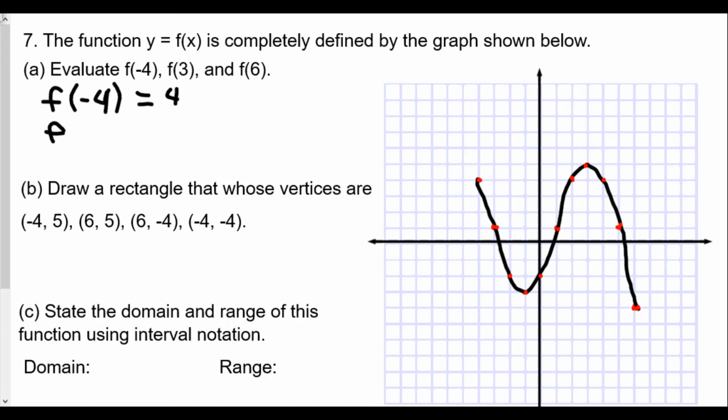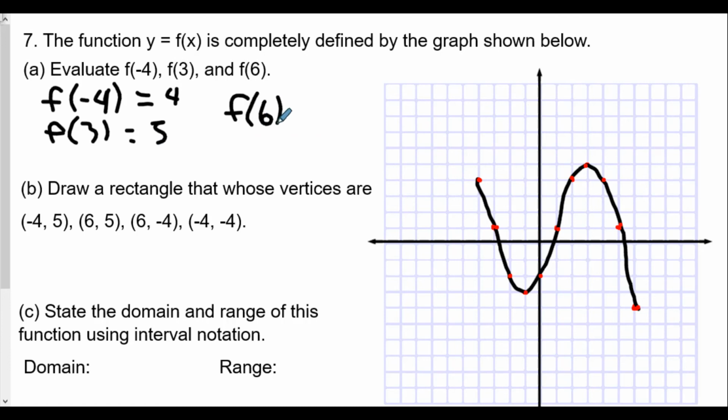Now let's find f of 3. Here we go. Go 1, 2, 3 to the right, and then we find the matching y value. 1, 2, 3, 4, 5 right here. And so f of 3 is equal to 5. And finally, f of 6.